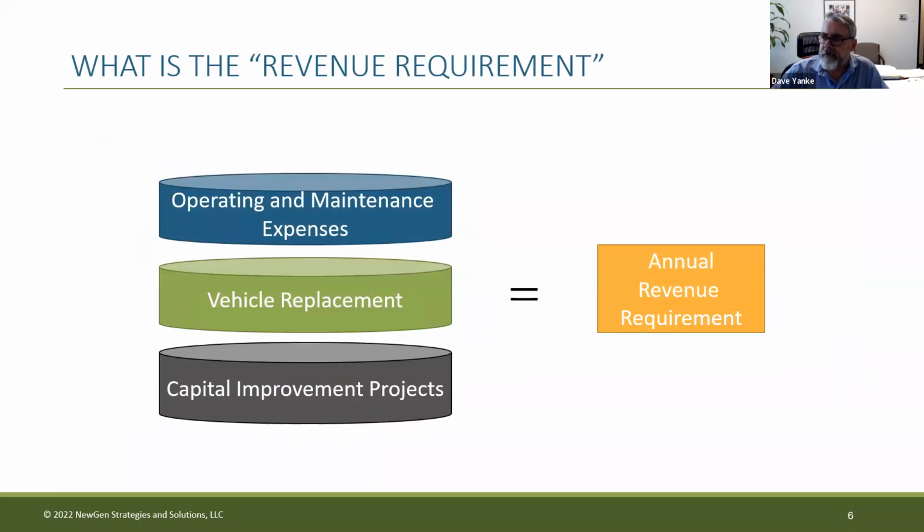So what is a revenue requirement? It's really very simple. We budget on a cash basis like city and county governments do. So we set your budget, and it's basically all your operating and maintenance expenses. So labor costs, fuel, vehicle maintenance, etc. And then it's vehicle replacement, funding equipment, whether it's on a cash basis, lease, debt service, and then capital improvement projects. So projects at the landfill, whether it's construction of a new cell, etc. And that all adds up to your annual revenue requirement.